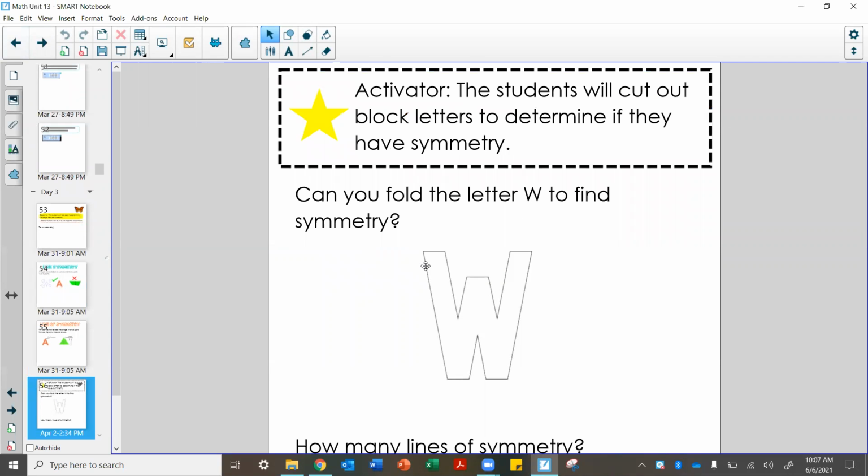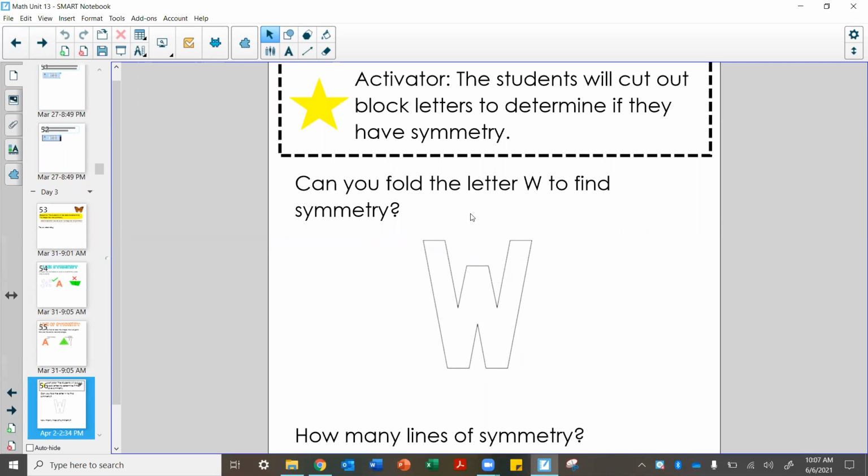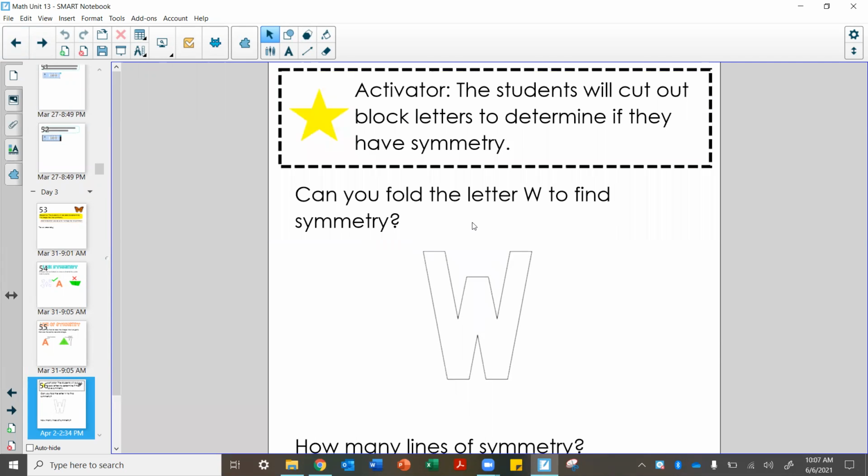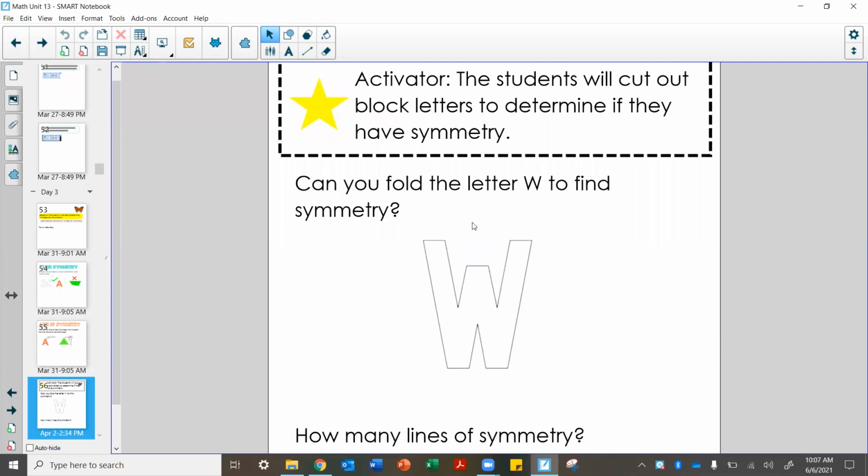So here's your activator. Imagine you have the letter W and you might have it on paper. How many times can you fold it to find the line of symmetry? So I'll let you guys try that. If you don't have the W on paper, you can draw it on your whiteboard and do a dotted line where you think you can fold it so that the two sides match exactly.